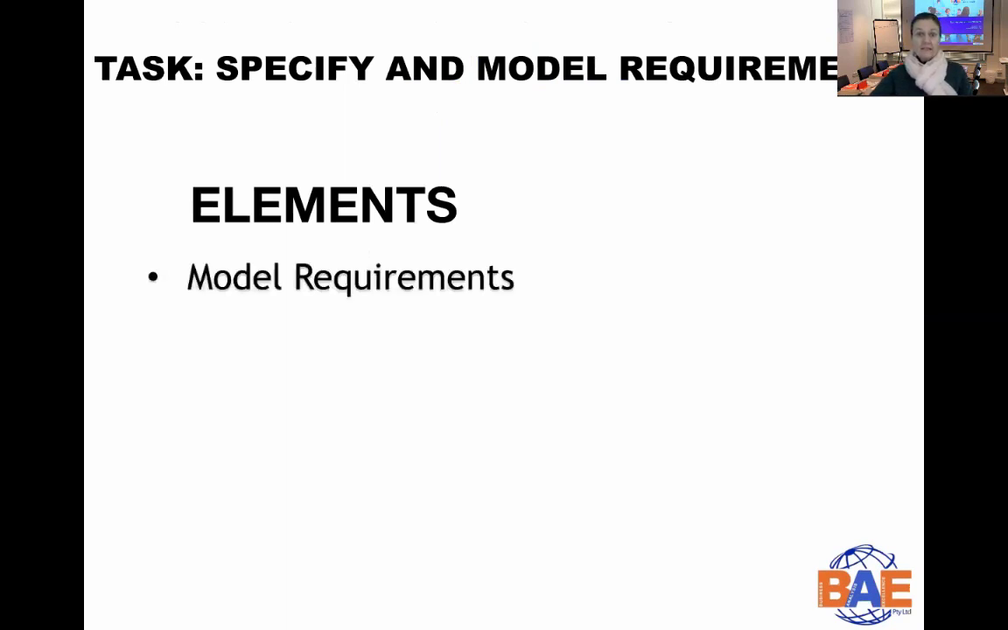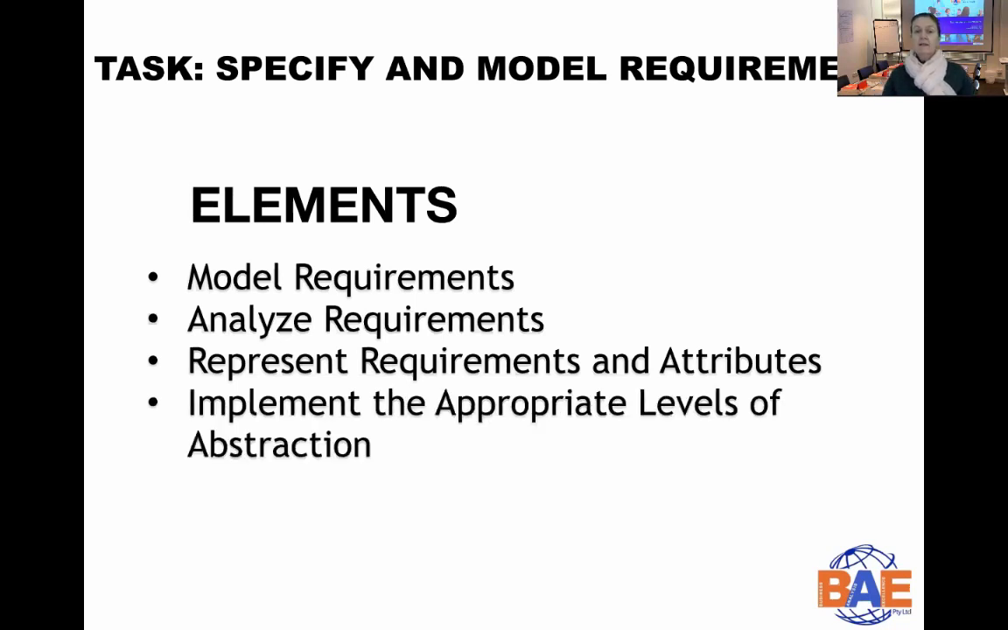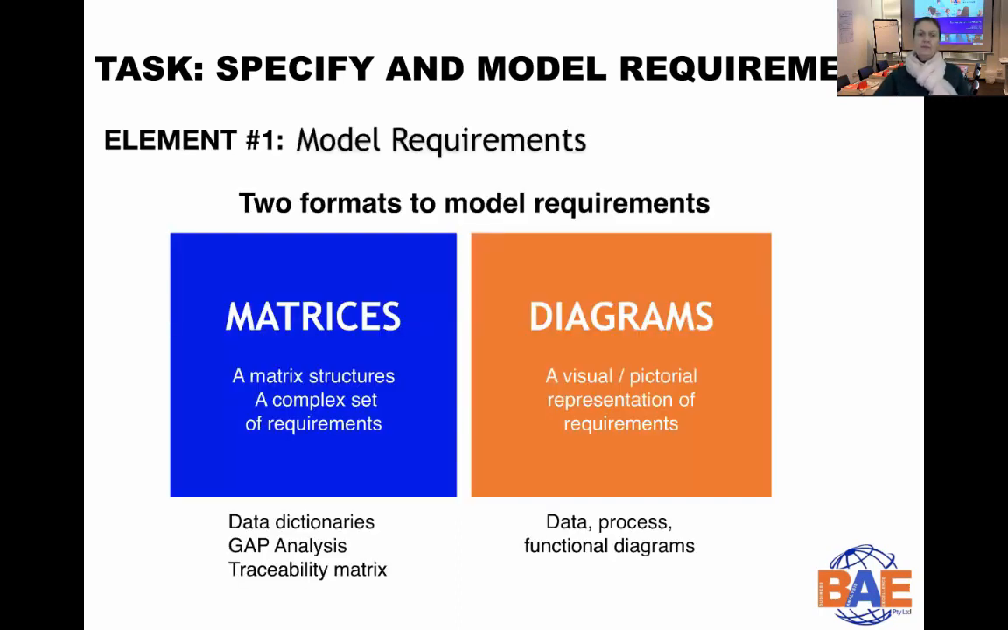So we do this by looking at the different elements. The elements for this particular task are: model requirements, analyze requirements, represent requirements and attributes, and implement the appropriate levels of abstraction. So first of all, the first element, model requirements, is quite a fundamental yet important aspect of this particular task. And that is to realize that there are 2 formats that you can use to model your requirements.